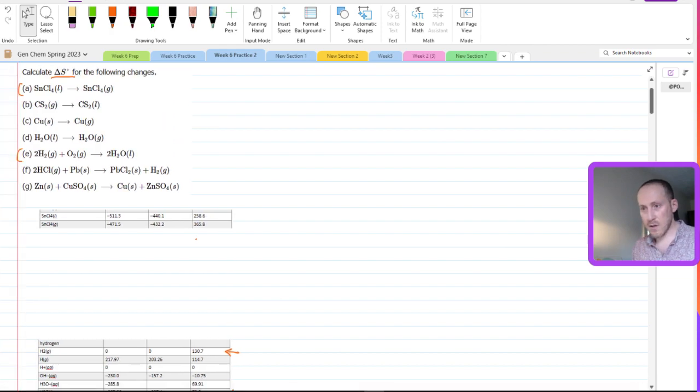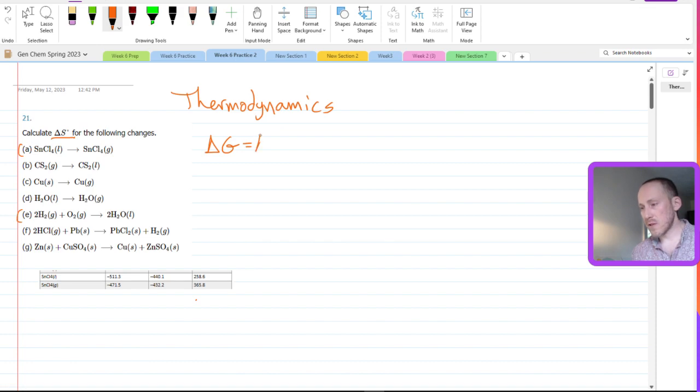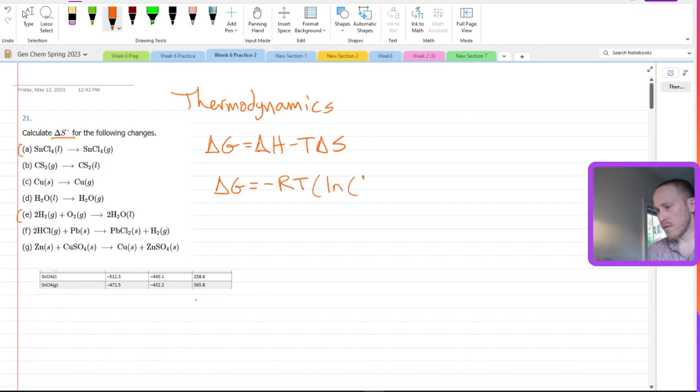Our topic for today, generally speaking, is thermodynamics, and delta G equals delta H minus T delta S. That's one of the real big important equations that we're going to use. Another one that is big and important is delta G equals negative RT times the natural log of K. We're going to use that a few times.